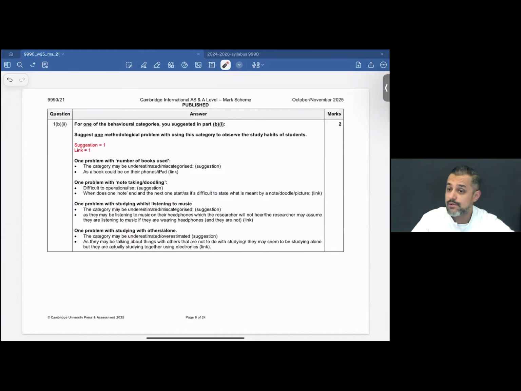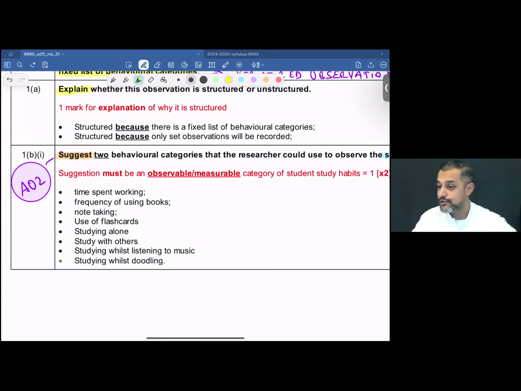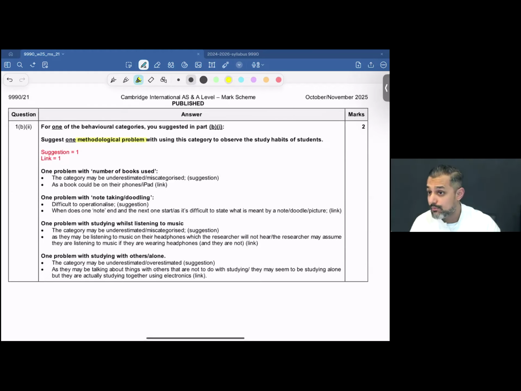We have question 1B part 2 here. This reads, for one of the behavioral categories you suggested in part B1, suggest one methodological problem with using this category to observe the study habits of students. Now, you were asked to suggest any 2 points over here in the previous question. That was question 1B part 1. Now they're asking you to suggest one methodological problem with using that category to observe the study behavior of students.